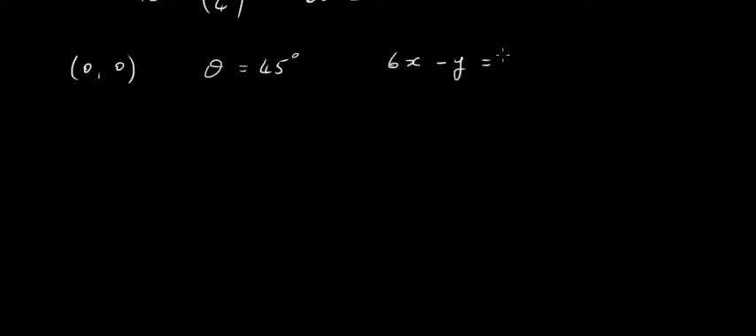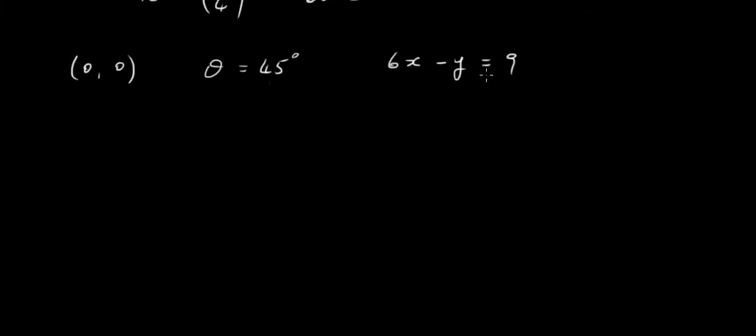Okay, let's just take another example. What I'm going to do now is look at finding the equation of two lines that pass through 0, 0. So two lines pass through the origin, and they make an angle of 45 degrees. So we'll say theta is 45 degrees. They make an angle of 45 degrees with the line 6x minus y is equal to 9. So we want to find the equation of the lines that pass through 0, 0, and both lines make an angle of 45 degrees with this line here.